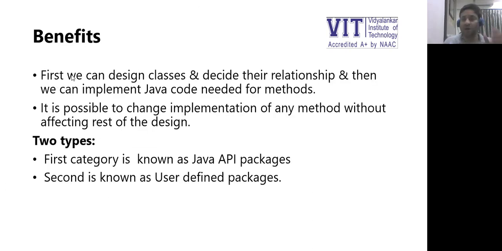See, what happens is, first we can design a class and decide the relationship, and then we can implement the Java code needed for the method. We can always override it, like the way I said. There is a package that contains some interface. That interface will have some method, so the design is fixed. I will import the package, import the interface from that package, and I can override the method. So I have changed the implementation of the method without affecting the basic design of it.